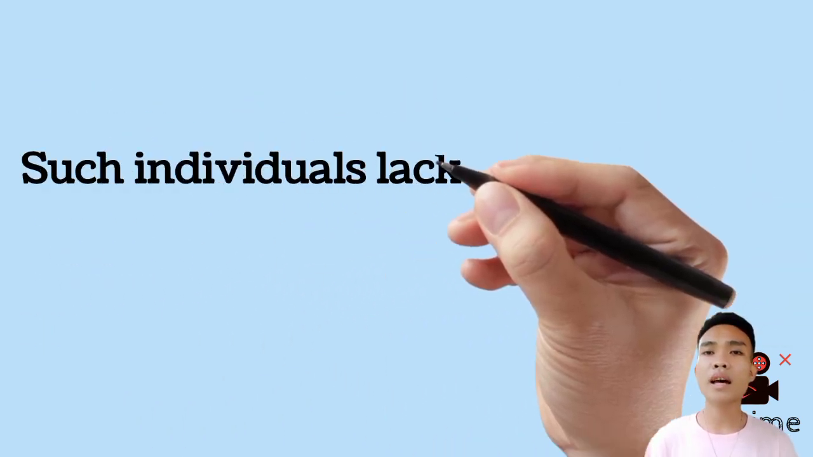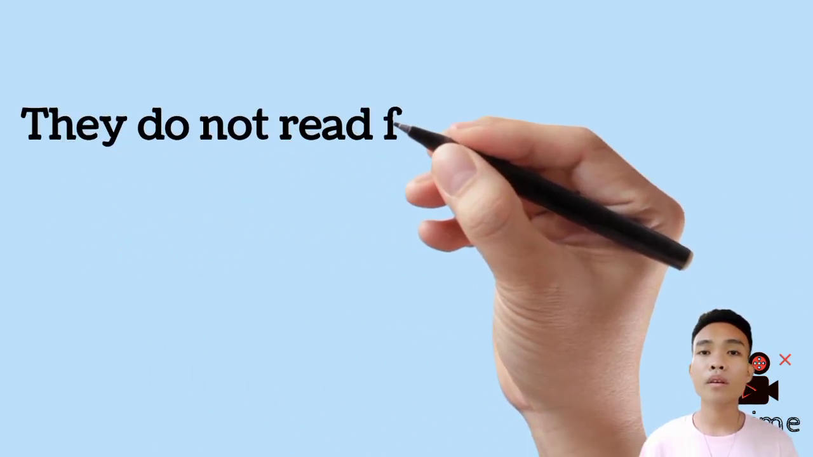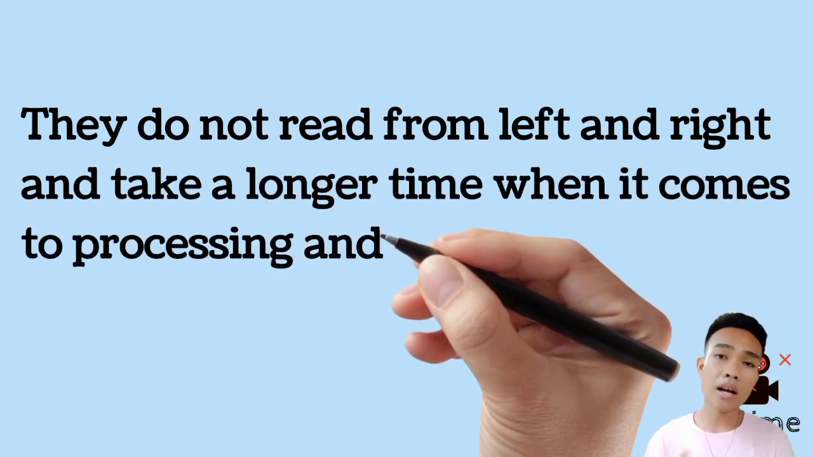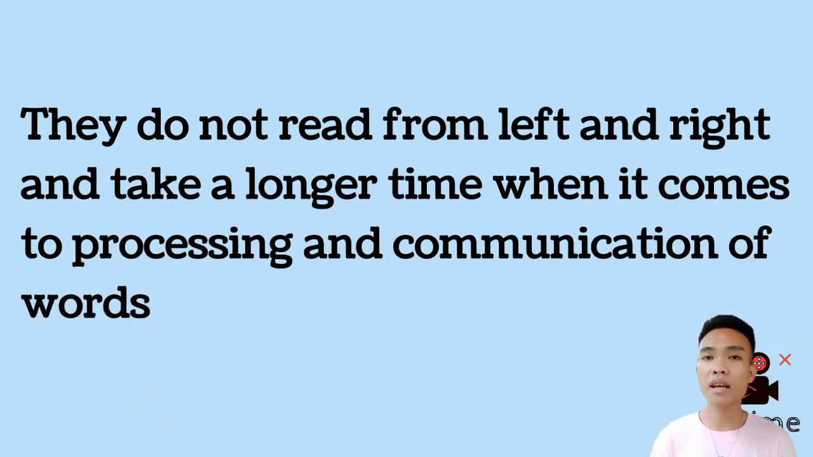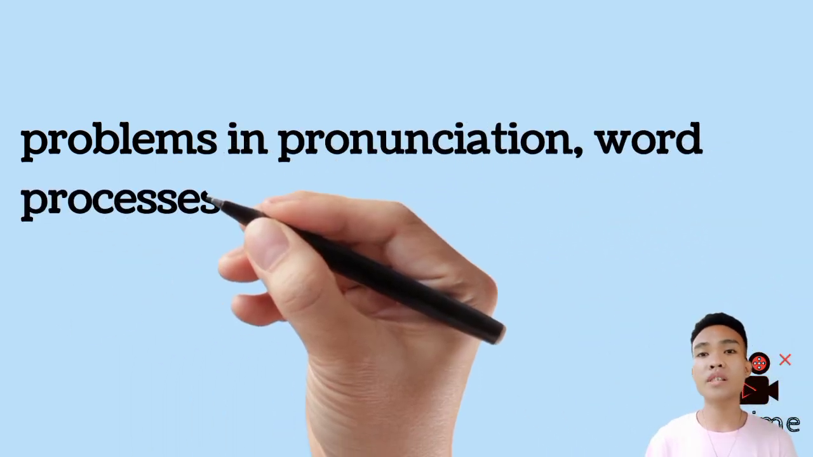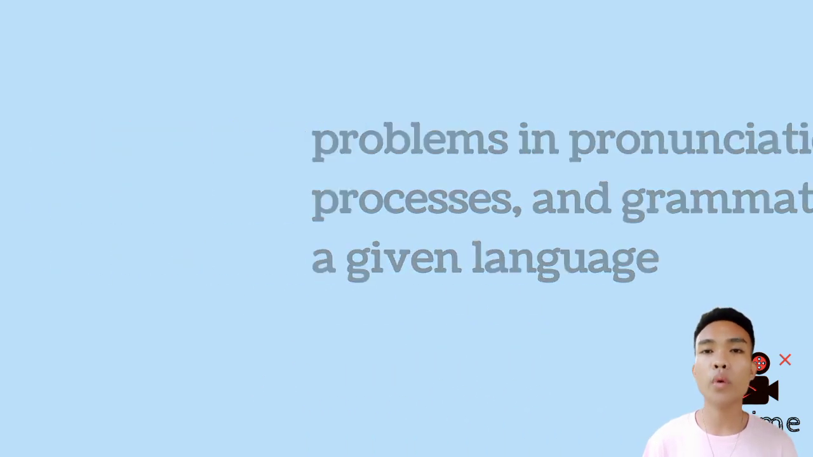Such individuals lack the capability to interrelate sounds with symbols. In addition, they do not read from left to right and take a longer time when it comes to processing and communication of words. Children with this inclination of language development have problems in pronunciation, word processing, and grammatical rules of a given language. So, unexceptional conditions are regarded as necessary for adequate development of language.